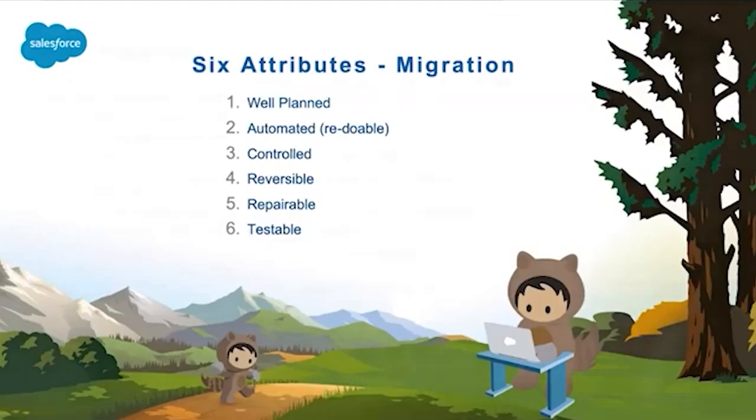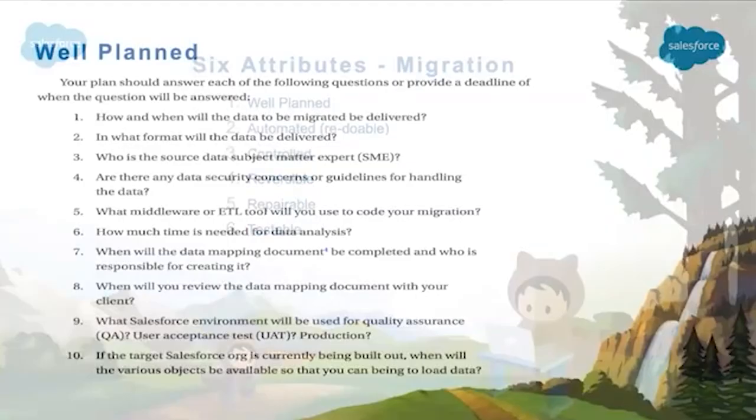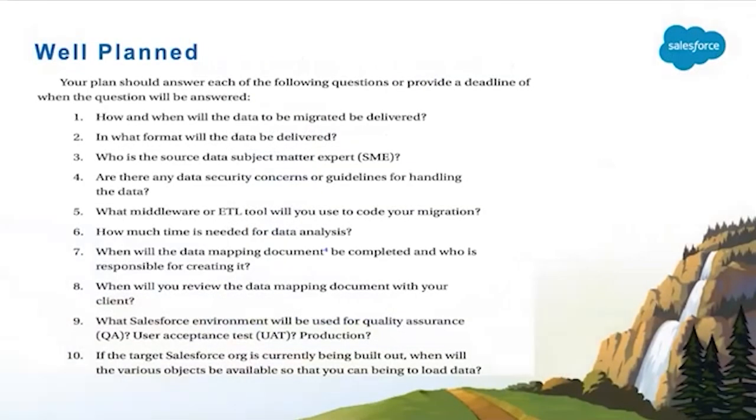The very first one is well-planned. This is by far the most important attribute. Failure to meet any of the other 5 attributes can be mitigated as long as you have a well-planned approach in place. The remaining 5 attributes you will be able to mitigate very easily, but there is nothing much we can do if the planning itself is flawed. So your migration plan should look more like a project plan that includes timelines, dependencies, milestones, and all other details.